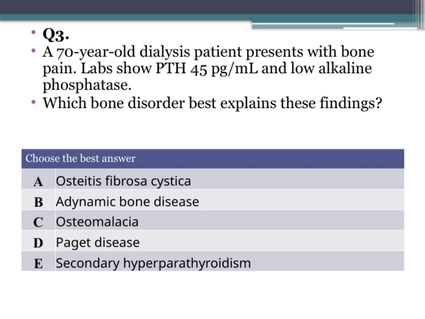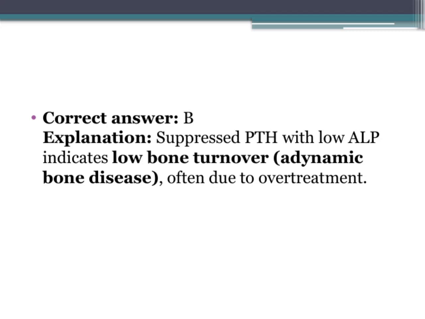So, connecting all these points, the best explanation for this patient's findings is a dynamic bone disease, which is common in dialysis patients, especially those overtreated with vitamin D analogs or calcium. This example highlights the importance of understanding the different bone disorders associated with chronic kidney disease and how lab values help us differentiate among them. The correct answer here is B.